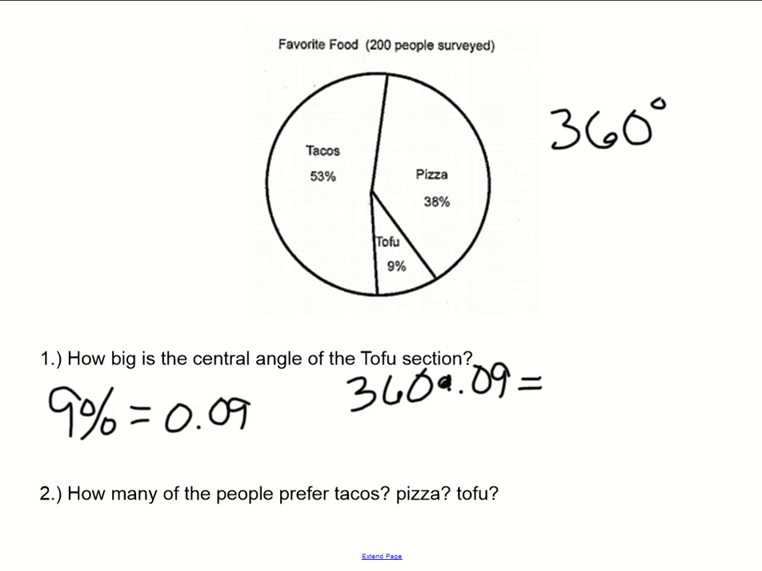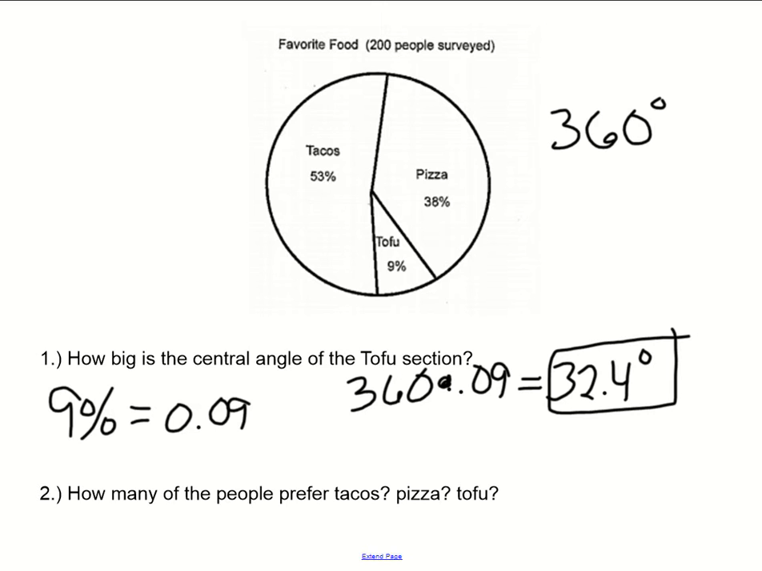And so if we do that in your calculator right now, we get that the central angle is 32.4 degrees. And so that is the answer to that question. The next question, it says, how many of the people prefer tacos, pizza, or tofu?